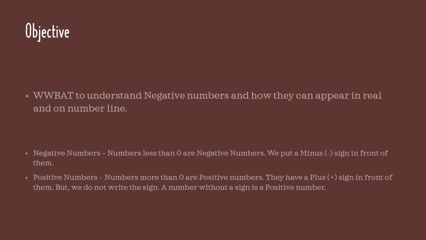Positive numbers, these are the numbers which are more than 0. They have a plus sign in front of them. But we do not write the plus sign. A number without a sign is a positive number as well. So what is 0? The number 0 is where the positive and the negative numbers meet. 0 is not a positive number. It is neither a negative number. It is right in the middle.